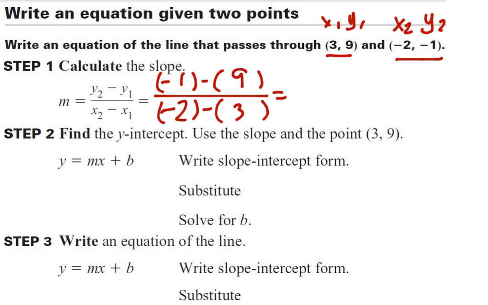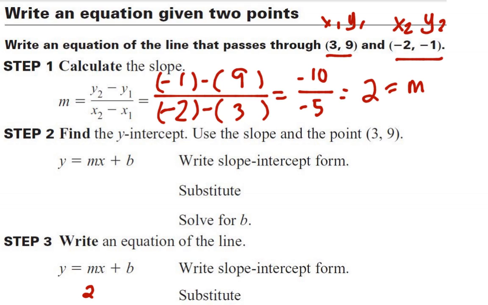Simplifying this, I've got -1 minus 9 in the numerator, which is -10, and the denominator is -2 minus 3, which is -5. So a negative divided by a negative makes a positive value, and 10 divided by 5 makes 2. Now I know that the slope is equal to 2. This is going to be an important part of my final equation, because down here in step 3, I'm going to substitute a 2 for m.